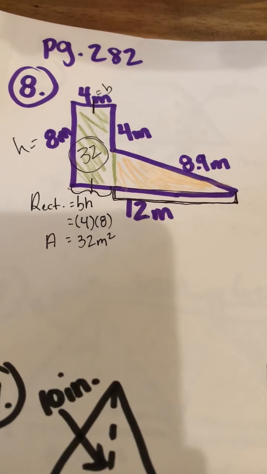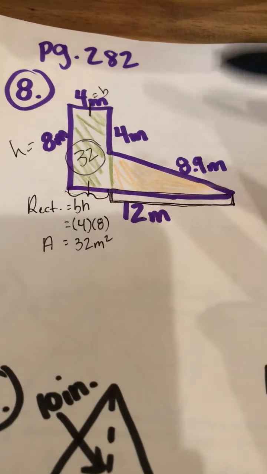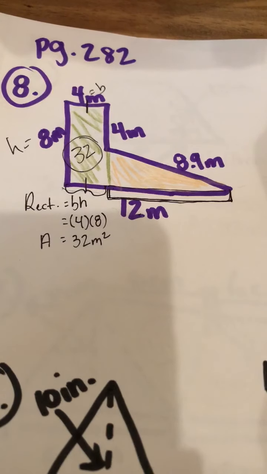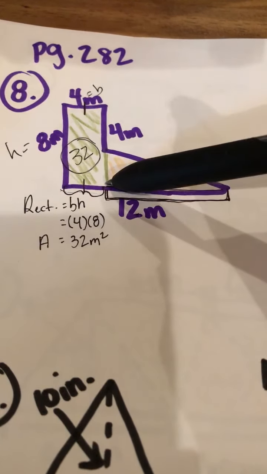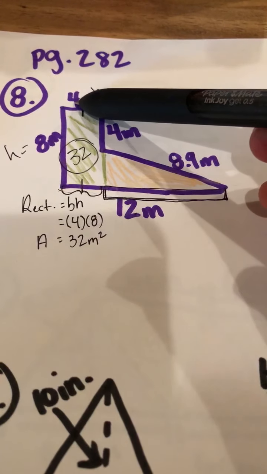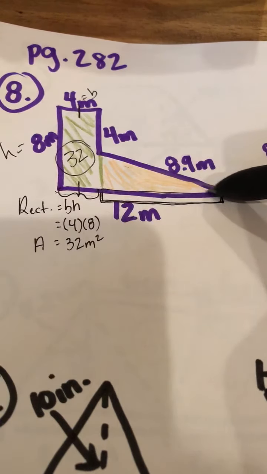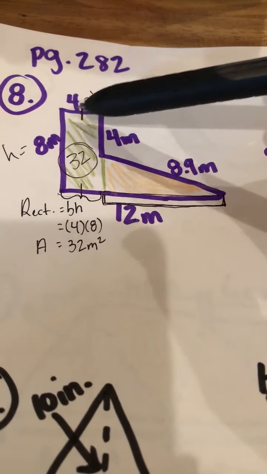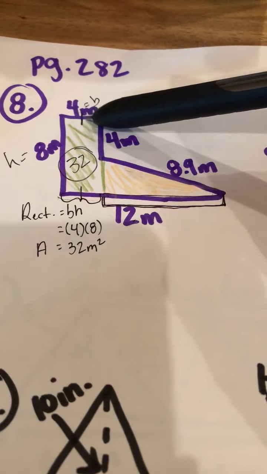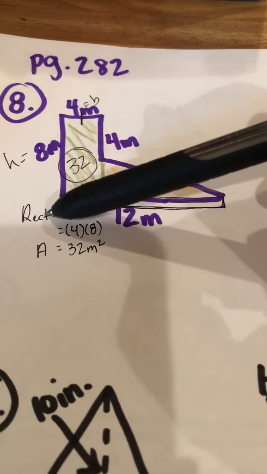Okay, part 3 of page 282. I'm going to find the total area of the shaded polygons. I added some color to mine. I split mine up. I'm going to find the area, which I already did, of the rectangle and the area of the triangle. So the area of the rectangle, the base was 4, the height was 8.